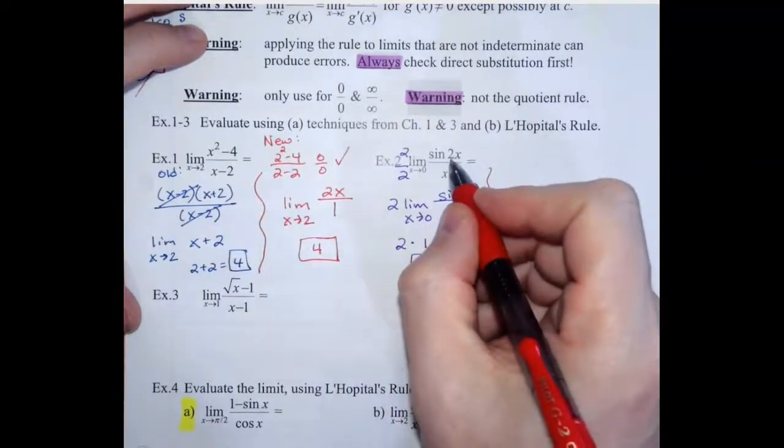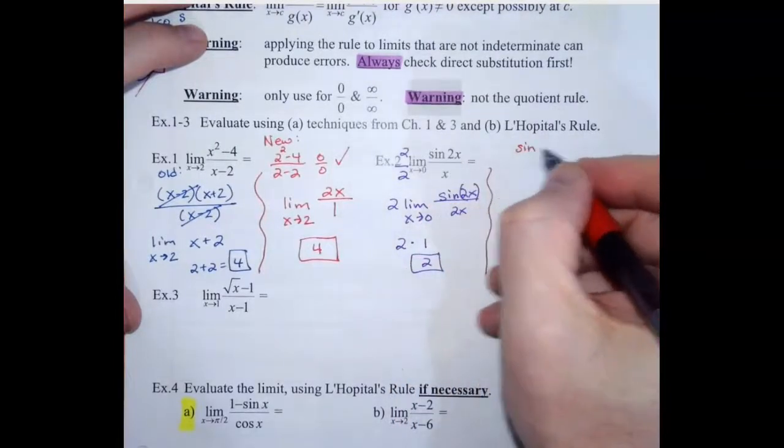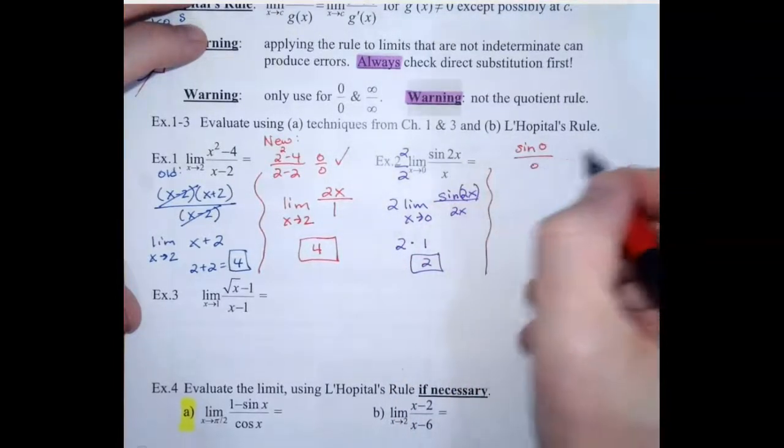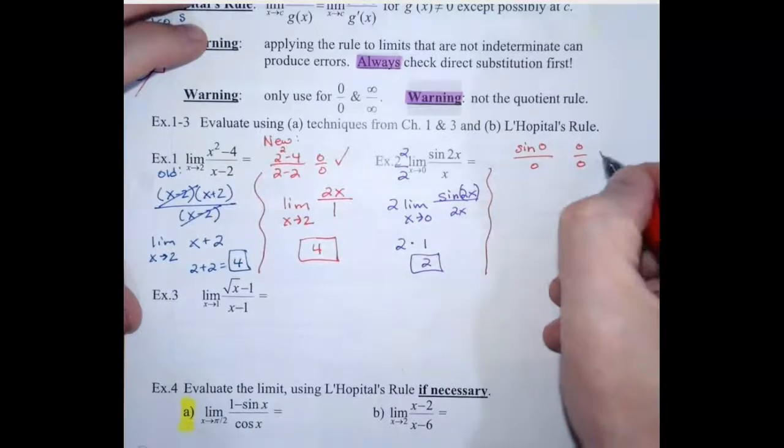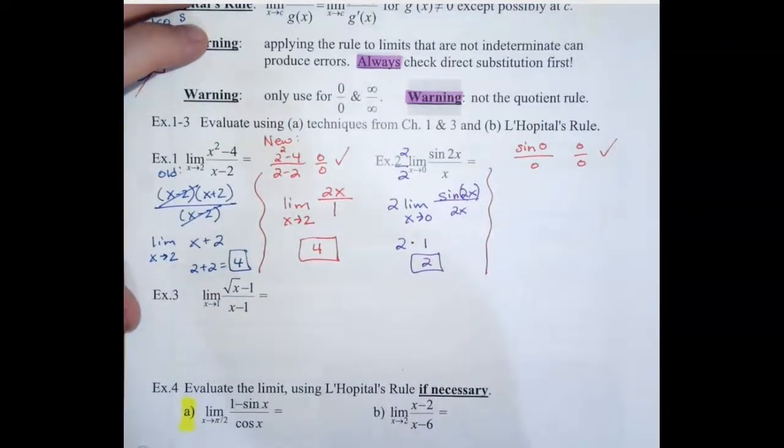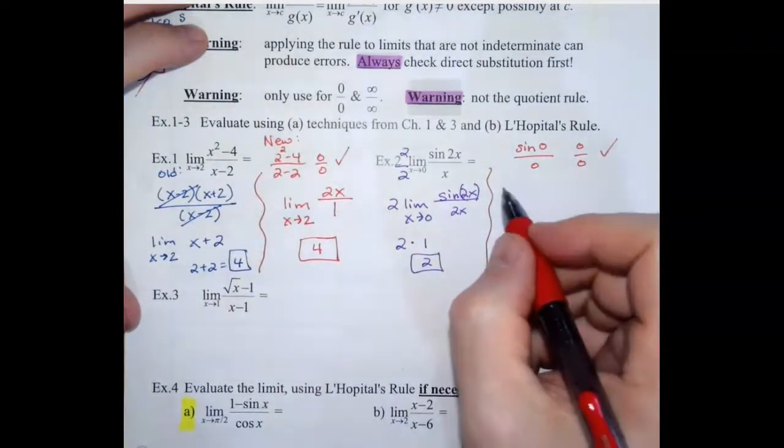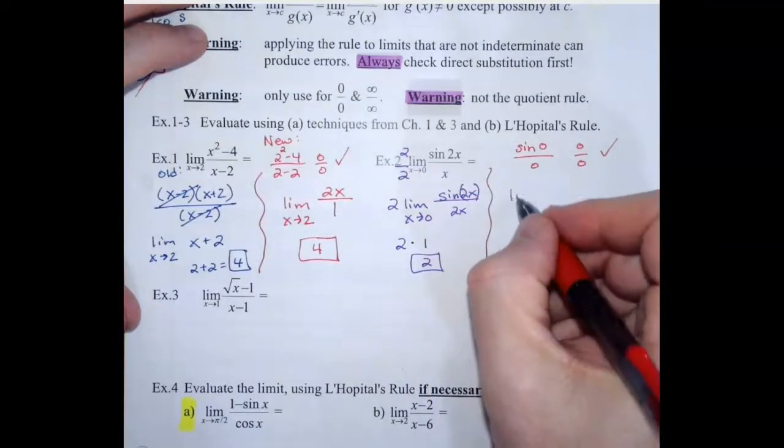So the new way, if we plug that in there, we would have the sine of 2 times 0, which would be the sine of 0 over 0, which is 0 over 0. Okay, you must check that. And so now we can take the derivative of those.